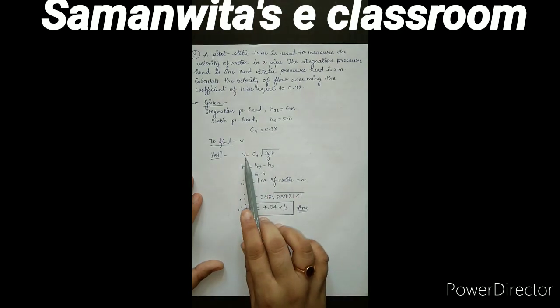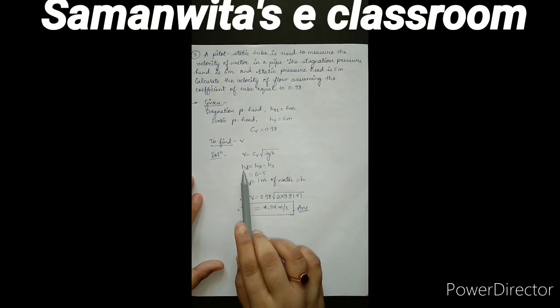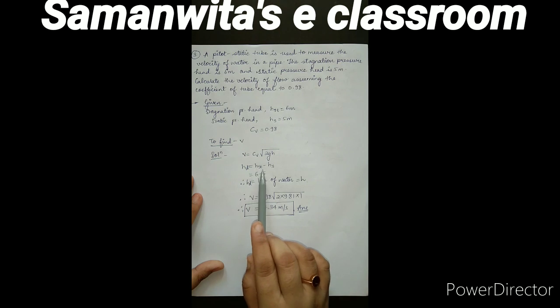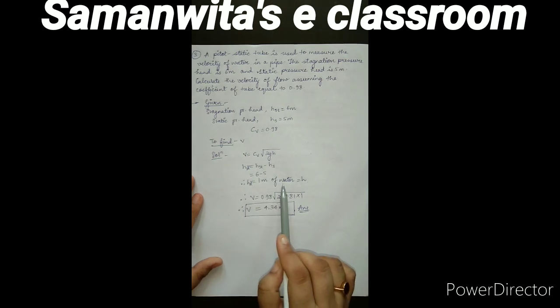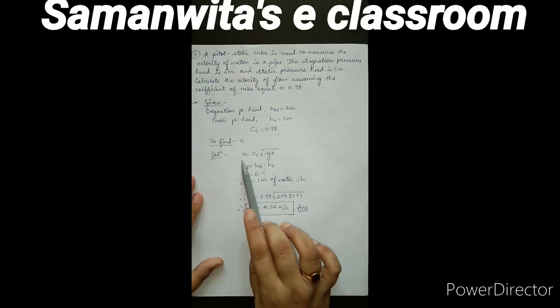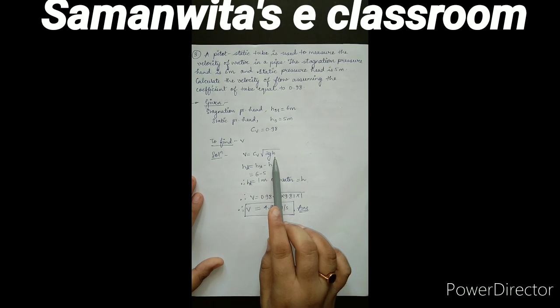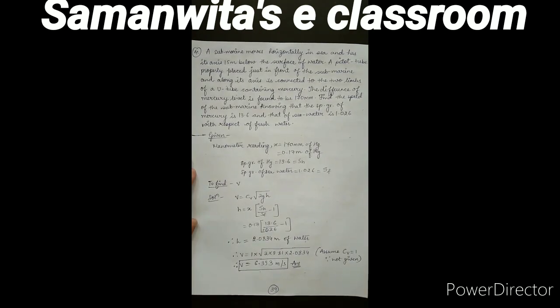We again know the formula V is equal to CV root of 2gh. Here for calculating H, I will use the formula H stagnation minus H static. HD is 1 meter of water. Now this HD is nothing but H. In this formula, when you calculate velocity, this H is obviously dynamic head. So when you substitute the value over here, you get the value of V as 4.34 meters per second. Let's go to the fourth numerical.